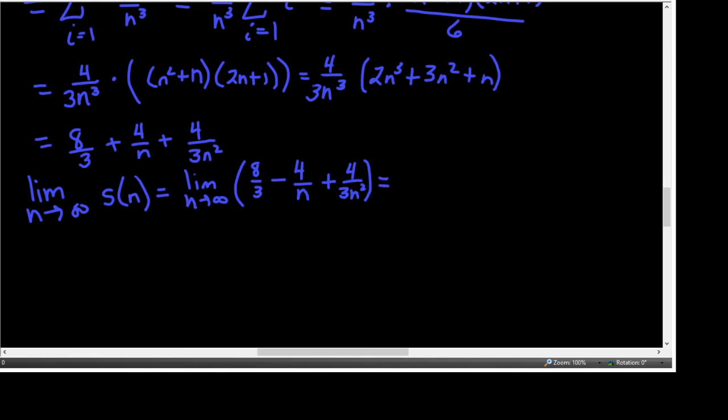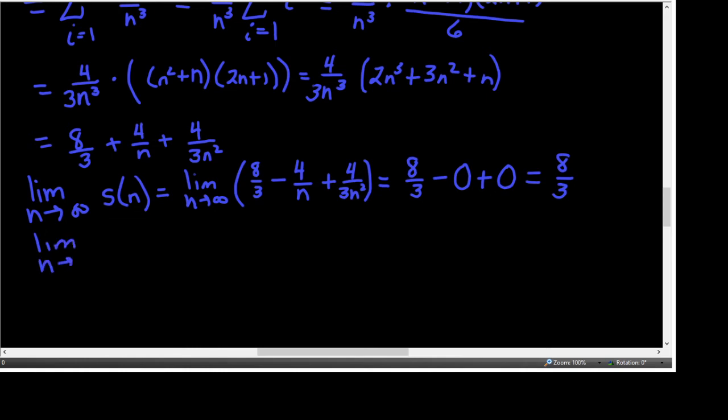And as n goes to infinity, the limit of the constant 8/3 is 8/3, minus the limit of a constant over n as n goes to infinity, which heads towards 0, plus 4 divided by 3 times an infinitely bigger thing. That fraction 4 over infinity is headed toward 0, and so that's headed towards 8/3. So that's the lower sum's limit as n goes to infinity.